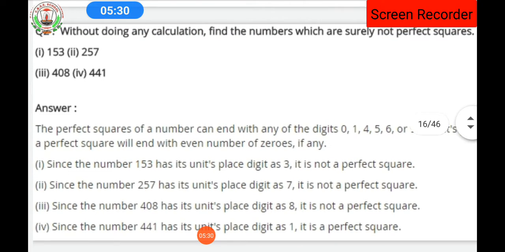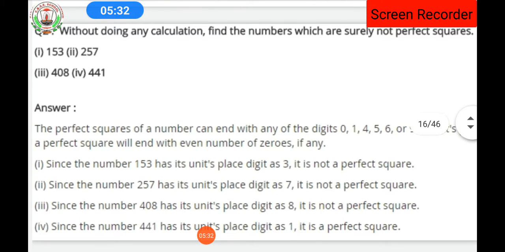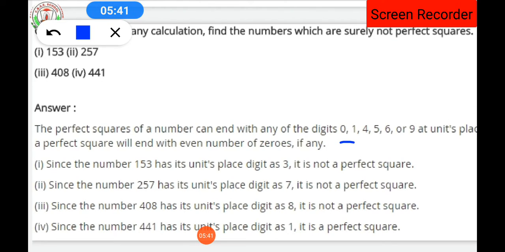153. What is the unit place value? Unit place value, that means ones place value, is 3. If its ones place value is 3, that means it is not a perfect square, because whatever numbers end with 0, 1, 4, 5, 6 or 9 can be perfect squares. According to this, here ones place value is 3, so it is not a perfect square. Then if the number ends with 7, it is also not a perfect square, because perfect squares end in 0, 1, 4, 5, 6 और 9, 7 है नहीं. Then again here we are having 8, that means it is not a perfect square.